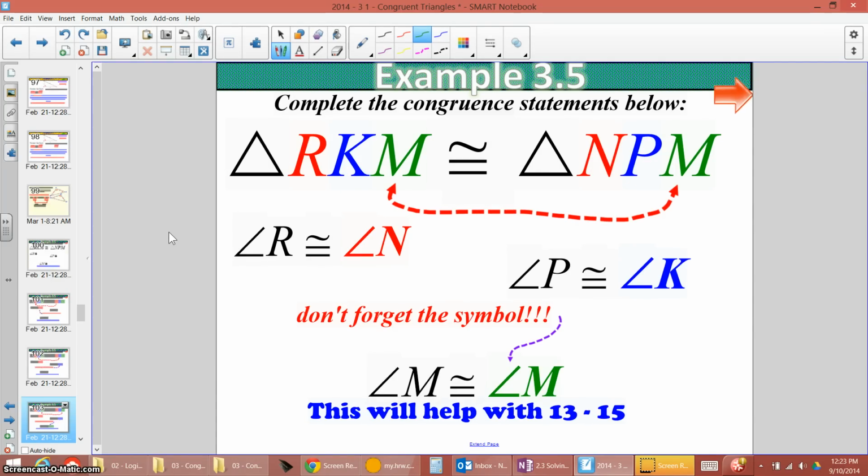And then M corresponds to M because they're in the same position. See how those arrows are pointing to the same location? Don't forget the symbols. That will help with 13 through 15.